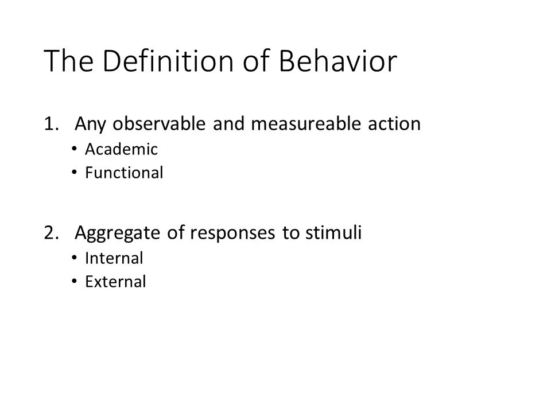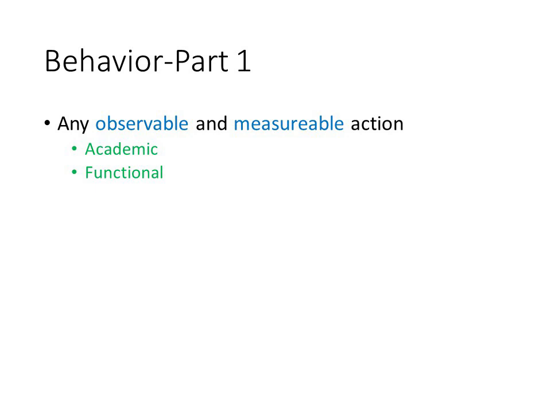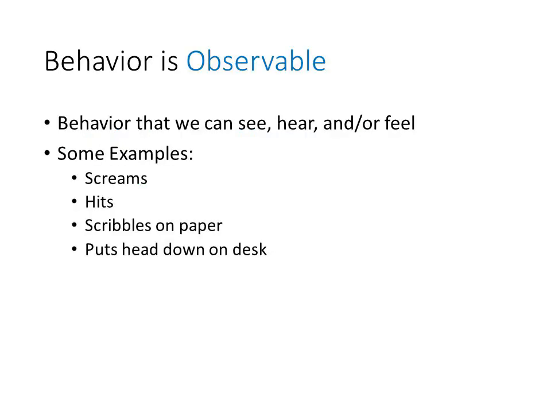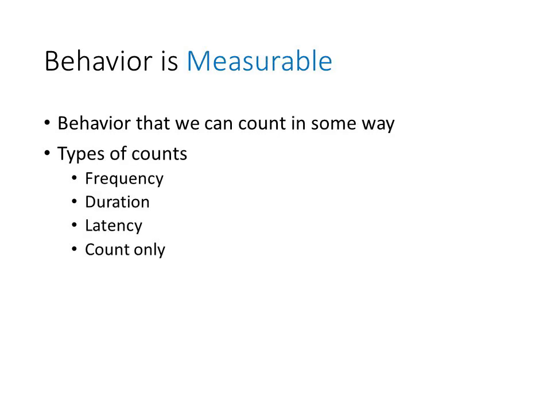Looking at part one of the behavior definition, we need to really discuss what observable and measurable mean. Behavior is observable. This means we can see it, hear it, and or feel it. Some examples of observable behavior are screams, hits, scribbles on paper, puts down head on desk. Behavior must also be measurable. This means that we can count it in some way.